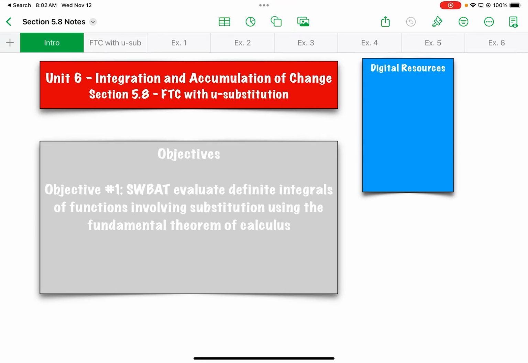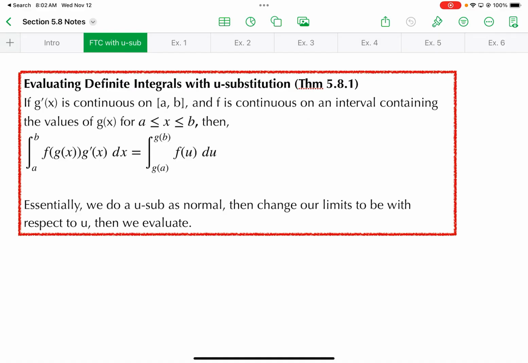Oftentimes doing what we call a u-substitution will allow us to integrate a bunch of different functions that we were not able to integrate before, okay? So let's talk about how we can do that. The notation isn't really different, and it's nothing that I'm going to have you memorize, like this definition or anything like that.